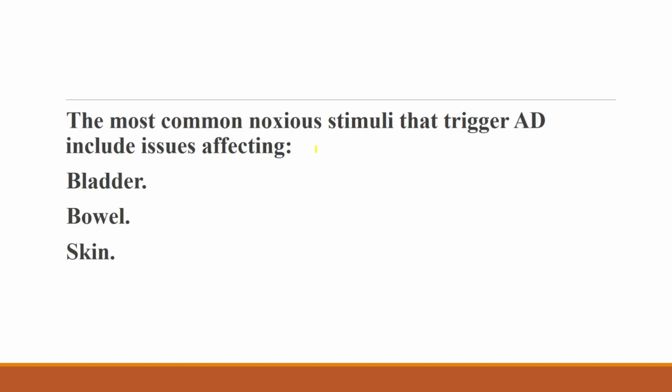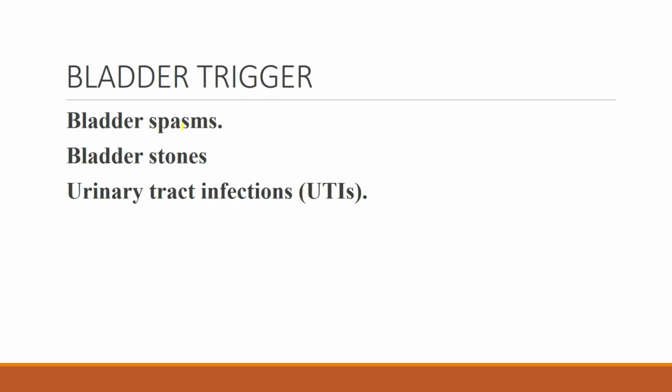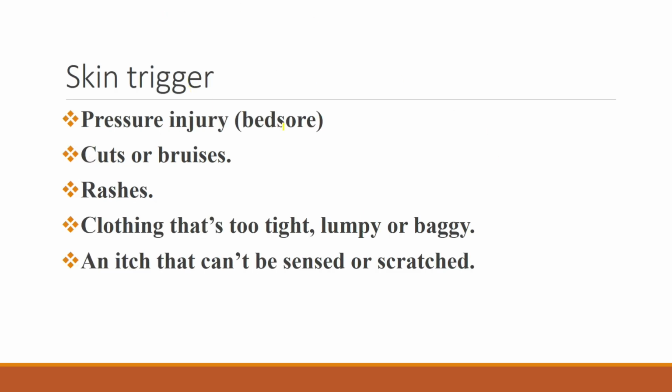The most common noxious stimuli that trigger autonomic dysreflexia include issues affecting bladder, bowel and skin. Coming to the bladder triggers, they include mainly bladder distension, bladder spasms, bladder stones, urinary tract infection. And coming to the bowel trigger, mainly it is bowel distension. And coming to the skin triggers, they include pressure injury or bed sore, cuts or bruises, rashes, clothing that is too tight, lumpy or baggy, and itch that can't be sensed or scratched.